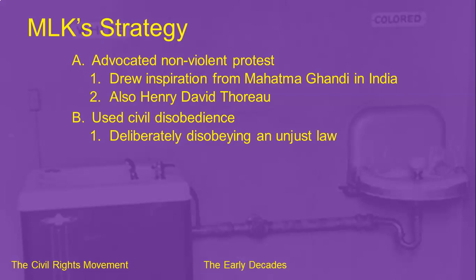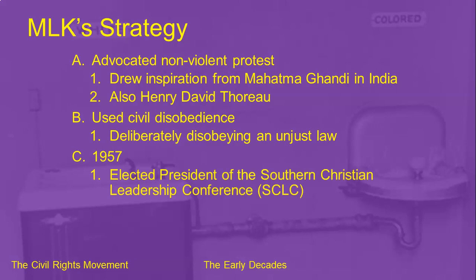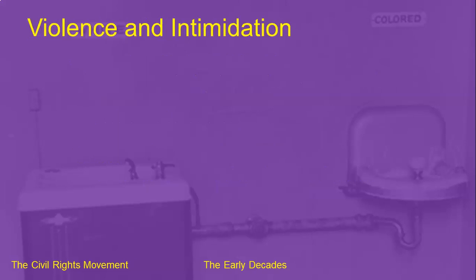Civil disobedience, the simple definition is deliberately disobeying an unjust law. Now, in doing so, you know you are going to face consequences, but you're going to face those consequences in an attempt to draw attention to the fact that what is happening is wrong. In 1957, Martin Luther King was elected president of another civil rights organization, the Southern Christian Leadership Conference, which was made up of a lot of ministers in the South who sought to end segregation.